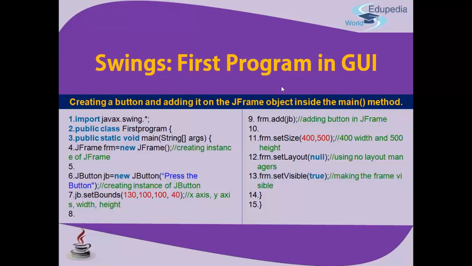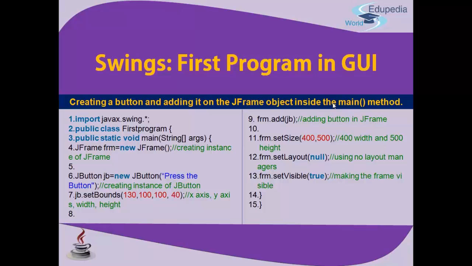Line number 11, frm.setSize. Here you are setting the form size, that means at which size the form should be displayed on the screen. If I keep the width of the form at 400 and the height at 500, the form will be displayed on the screen at 400 width and 500 height, on the extreme left. So the form size is set with the parameters 400 width and 500 height.